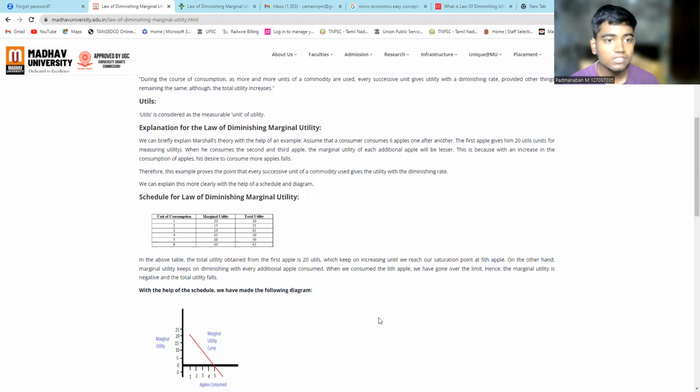When he consumes a second and third apple, the marginal utility of each additional apple will be lesser. This is because with an increase in the consumption of apples, the desire to consume more apples decreases. Therefore, this example proves the point that every successive unit of a commodity used gives utility at a diminishing rate. That's what I explained in the definition given by Alfred Marshall. We can explain this more clearly with the help of a schedule and diagram. Okay, let's start.